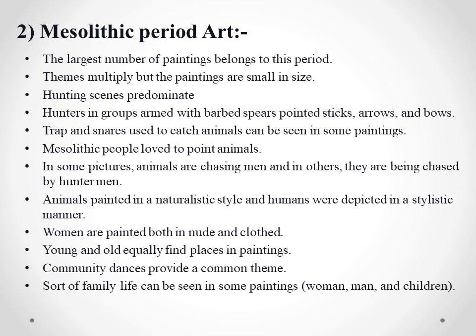In some pictures, animals are chasing men, and in others, they are being chased by hunters. Animals are painted in a naturalistic style and humans were depicted in a stylistic manner. Women are painted both nude and clothed. Young and old find equal places in paintings. Community dances provide a common theme. Some family life can be seen in paintings, with women, men and children.